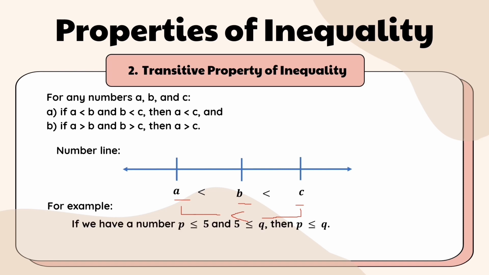For example, if we have a number p is less than or equal to 5 and 5 is less than or equal to q, then p is less than or equal to q. And next example, if we have 15 is greater than 6 and 6 is greater than 4, then 15 is greater than 4, and this is also true.